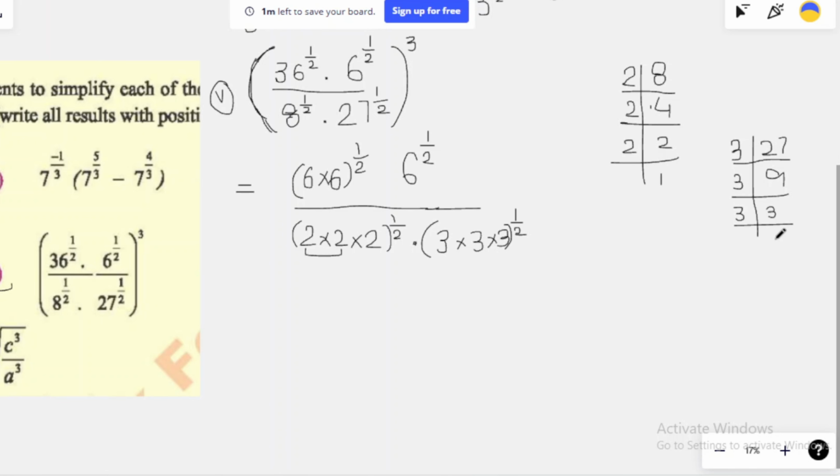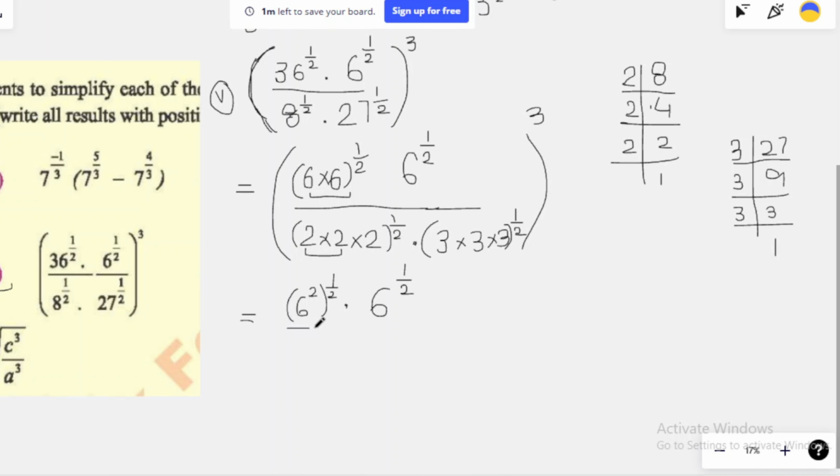Okay, now here this 6 will be and this whole thing will be raised to the power 3. Now here this is a pair, so when you have two similar numbers multiplied with itself, it will be raised to the power of 2 times 6 raised to the power 1 over 2.